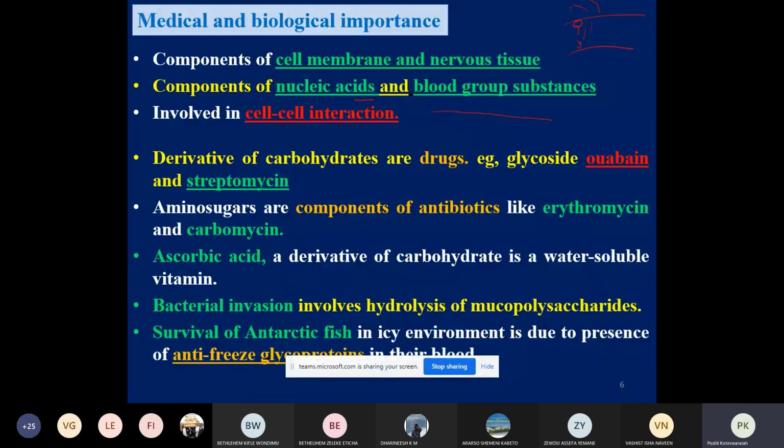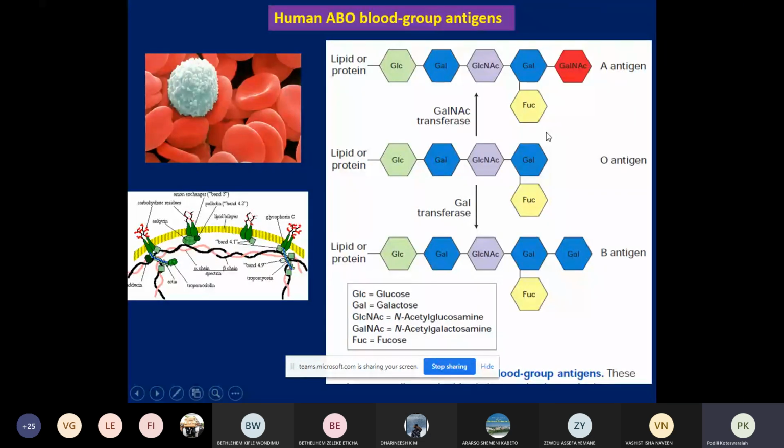Blood group substances, what we know, the A blood group, the O blood group, or the B blood group, the A antigen, O antigen and B antigen, all these are formed because of a minute change in the glycan chains present on the surface of the red blood cell. Let us see here, assume that this is the red blood cell membrane.